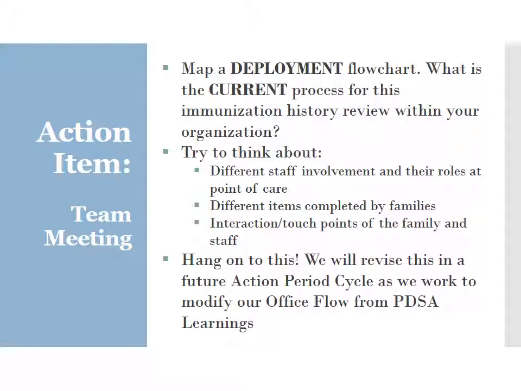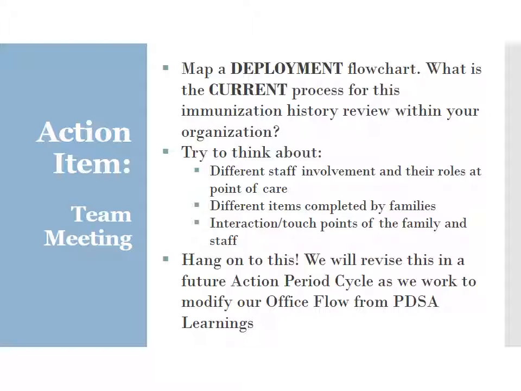So your role now as a team is to come together and make a deployment flowchart. You can start by creating a normal process map and then stratifying each individual's roles and responsibilities into their particular columns, or go straight to the deployment flowchart. But really looking at what your current process is around reviewing immunization history for an adolescent, and how your clinic and your providers go about verifying and checking vaccine status for every visit that adolescents are attending.